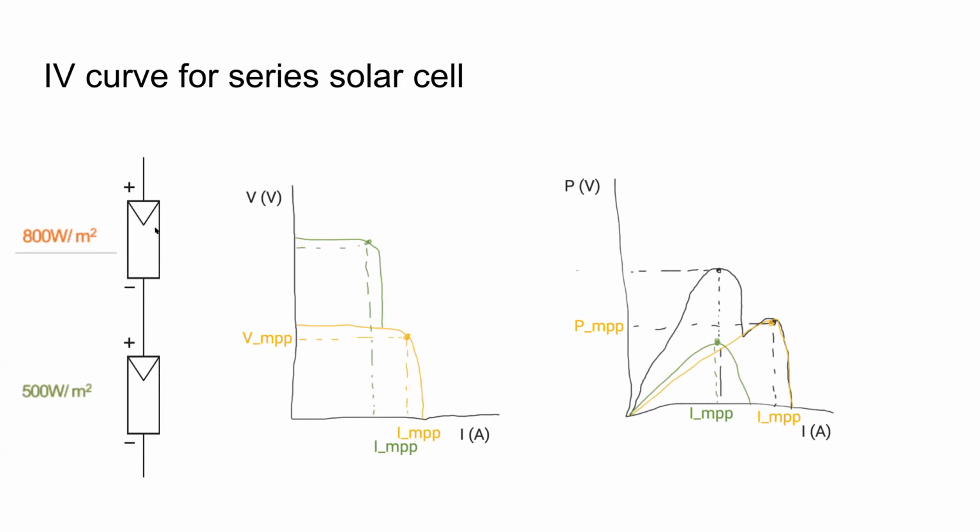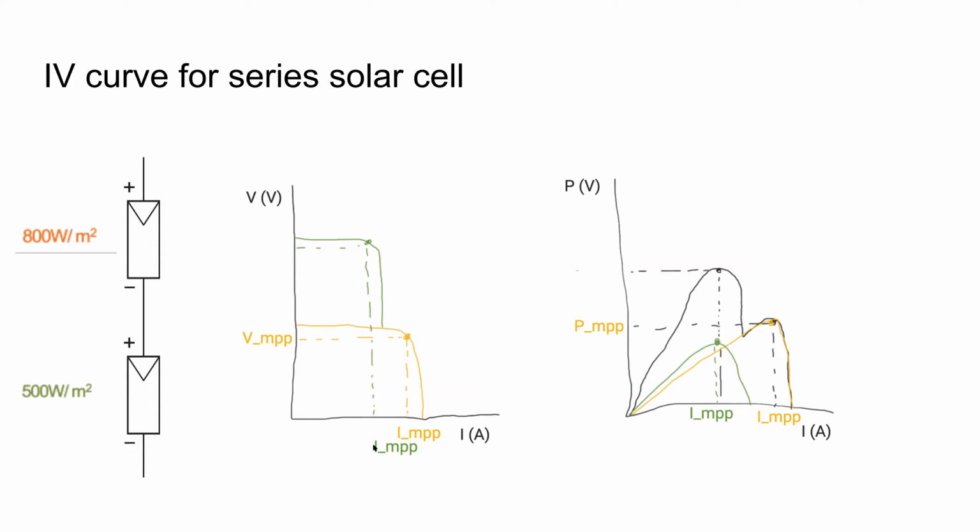So here you have two different cells in series with two different irradiances. And what happens when you put two cells in series is that you add the voltages, and the current through both cells becomes the same because they're connected in series. So this graph on the left is the IV curves of both cells stacked on top of each other, because the voltages add up.